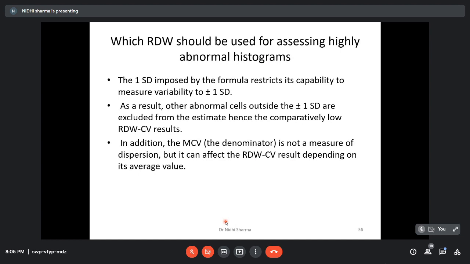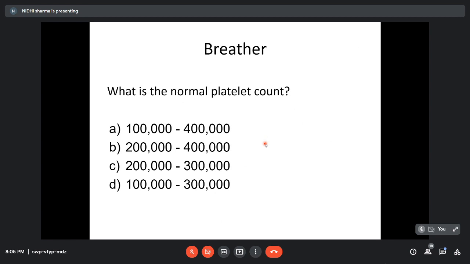Therefore, in all such conditions, it would be much more useful to depend upon your RDW-SD to see what is the degree of anisocytosis that is occurring, in cases in which you have a very high degree of microcytosis or a very high degree of macrocytosis. Or in other words, in all those cases in which MCV is altered much beyond normal, RDW-CV is not correctly calculated, and we should not depend upon RDW-CV.